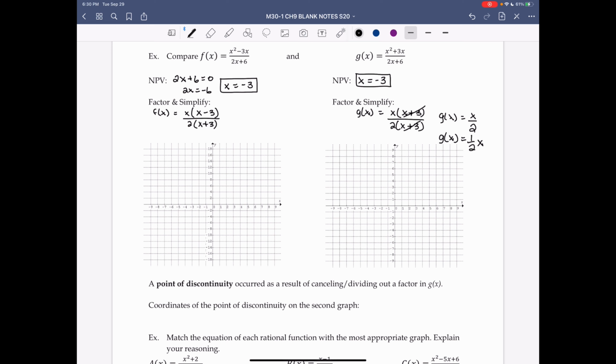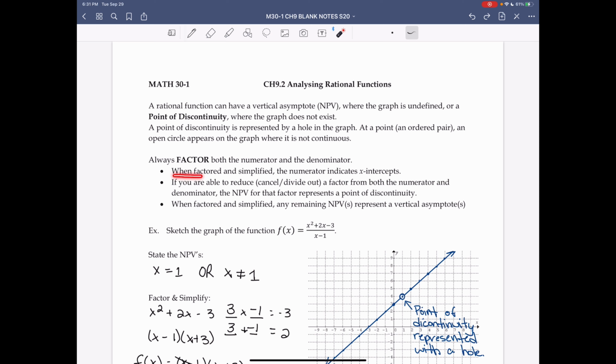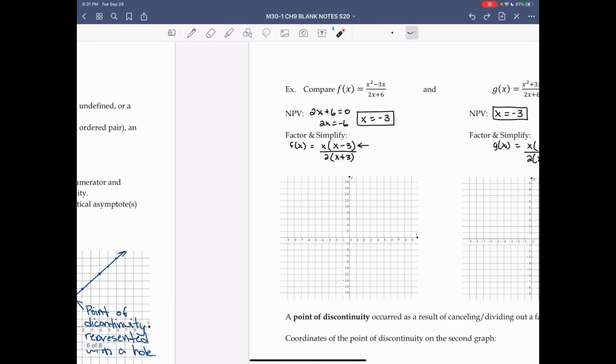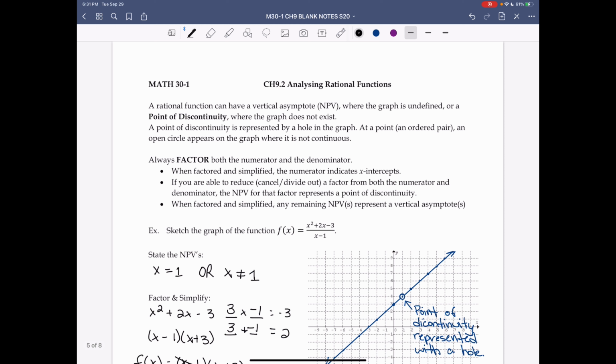So on the previous page it said when factored and simplified, the numerator indicates x-intercepts. Going back, we have the numerator x and then x minus 3. So the x-intercepts would be 0 and 3. X equals 0 when x equals 0, and x minus 3 equals 0 when x equals 3.